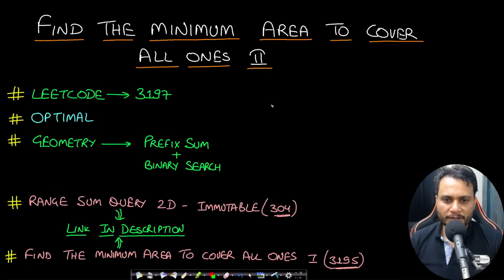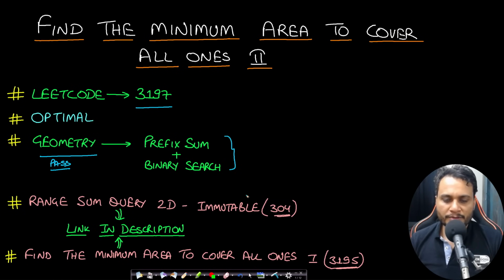Hello guys, welcome back to TechDose, and in this video we will look at finding the minimum area to cover all ones II problem, which is from Leetcode number 3197. We will be starting with the standard geometry solution which will pass our entire test cases on Leetcode, and after that we will try to optimize it using the prefix sum plus binary search technique.